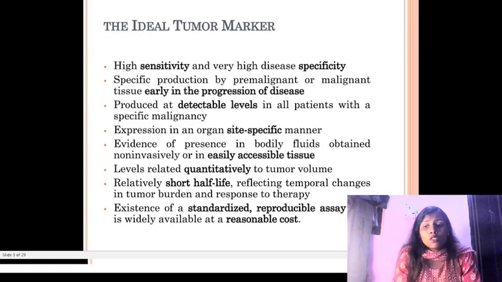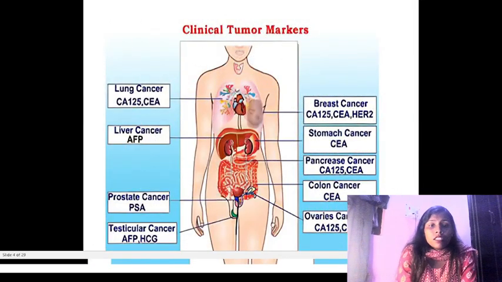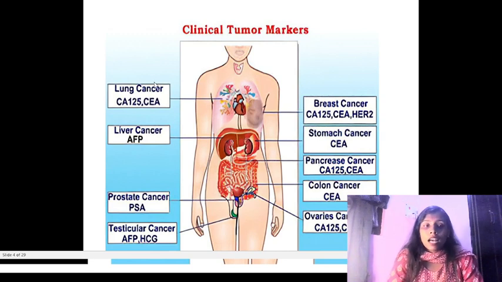If the cost is reasonable, it is very easy to use that specific marker to detect the disease. Next, in the diagram you can see from the starting point onwards. This is lung. In lung cancer you will usually see CA125 or CEA. In liver cancer we have AFP, alpha fetoprotein, which is raised. We can say PSA level is increased in prostate cancer. In testicular cancer we have AFP and beta HCG levels.